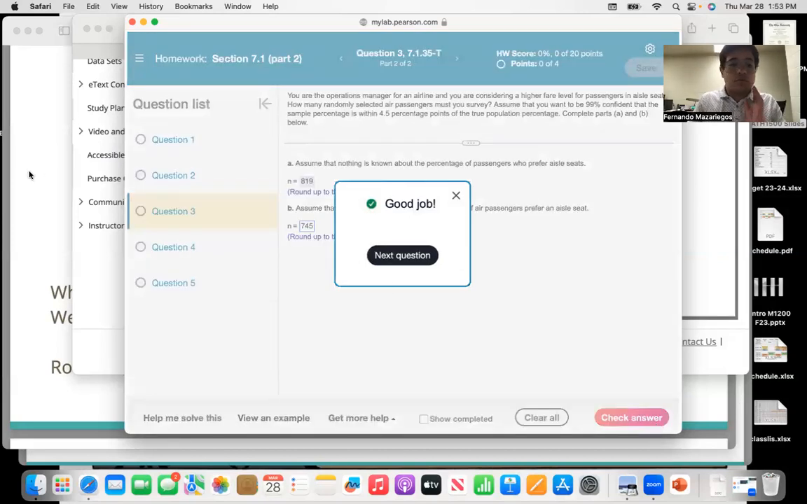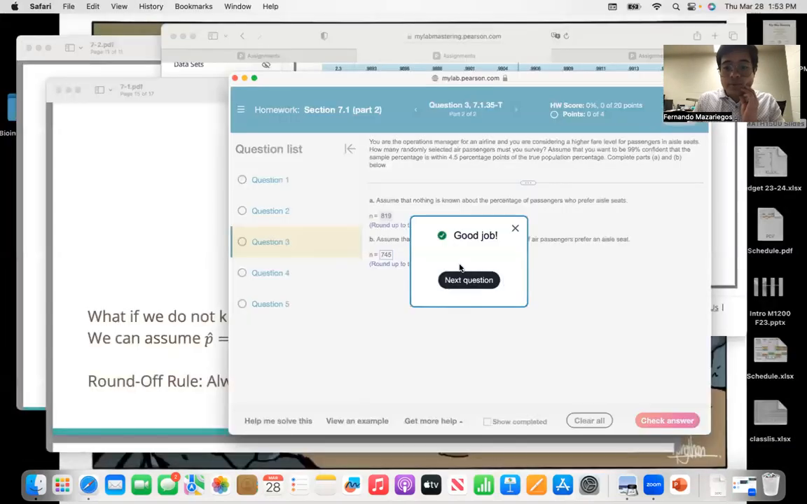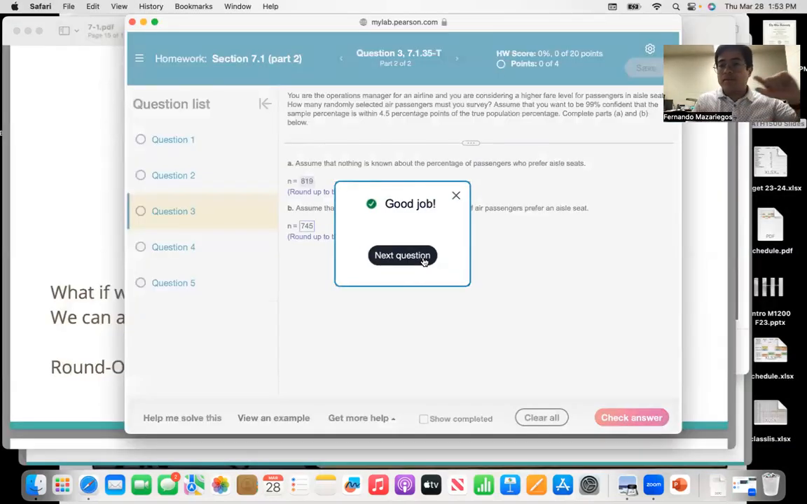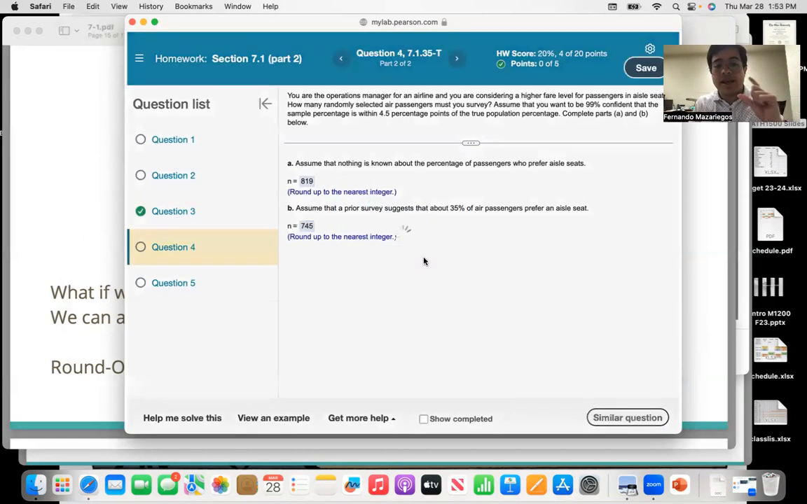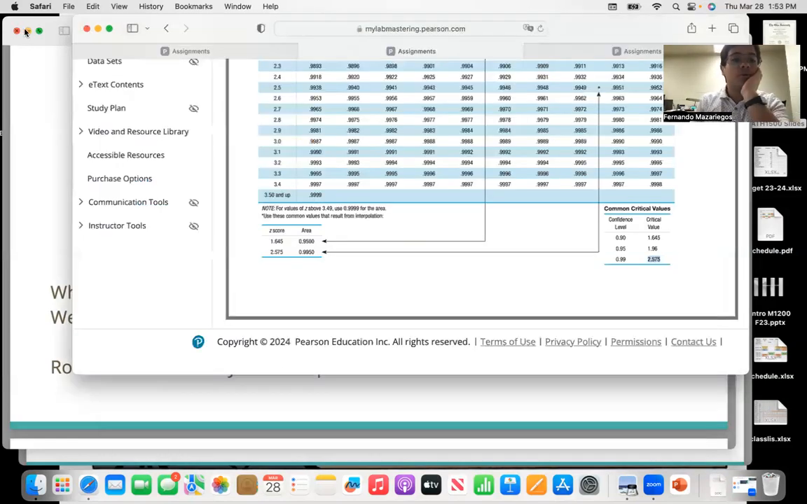So this is just for this formula we're using for n. But this is a good example because it shows the two cases: whenever we have an estimate for p hat and whenever we don't. So that's parts A and B. Okay. And that's it. That's 7.1.